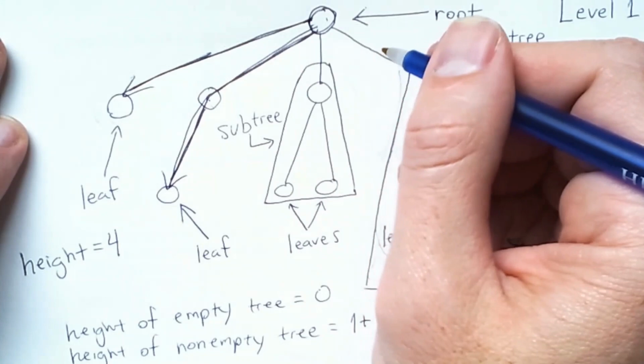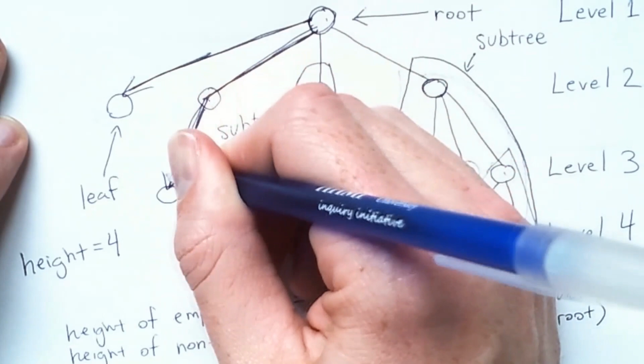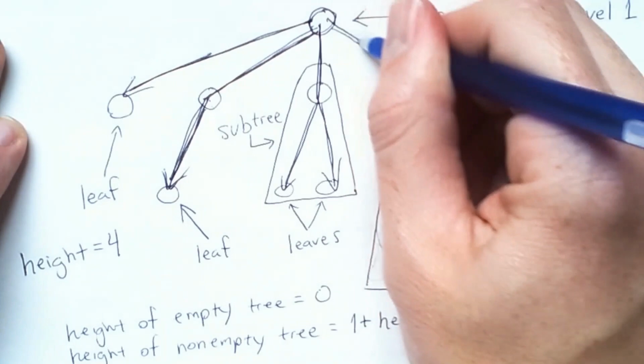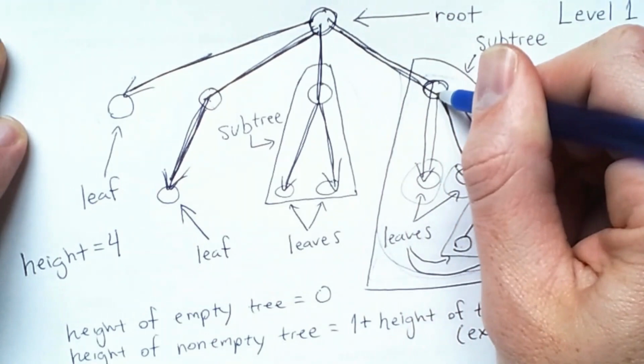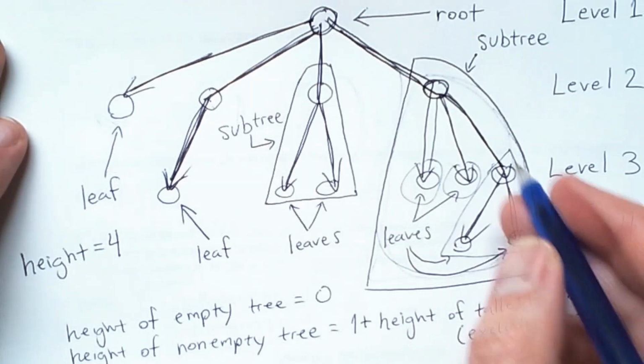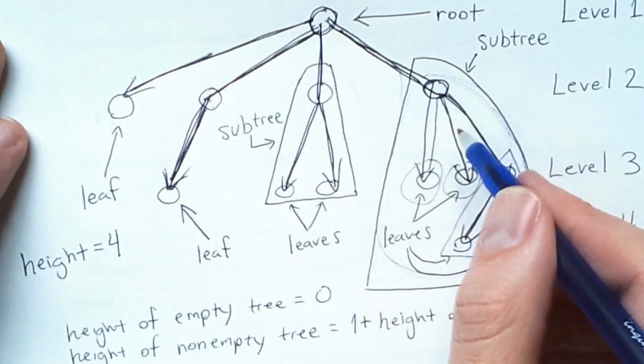So the length of this path is 1, 2. The length of the path to this leaf node is 1, 2. And to this one, 1, 2. Over here, that length is 1, 2, 3. Now, of course, the difference with this definition is that we're counting the branches that we're traversing, and so that ends up giving us a height of 3.